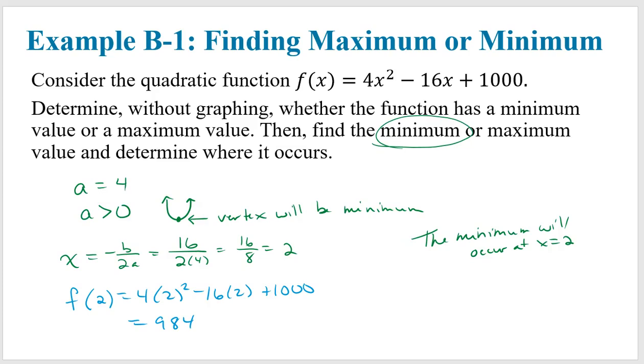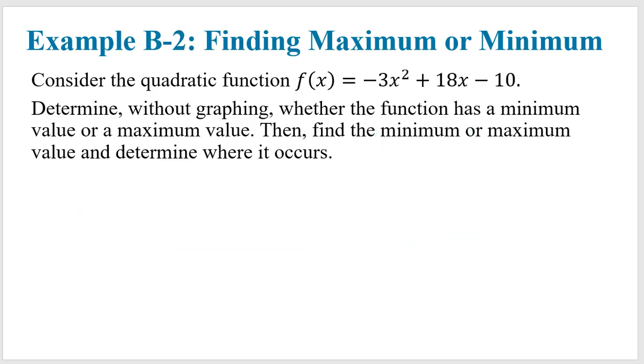So the minimum will occur at x equals 2, and the minimum value will be 984. As you can see, not much more work than when we just found the vertex to begin with. All right, if you would like to try one, go ahead and press pause and give it a try.